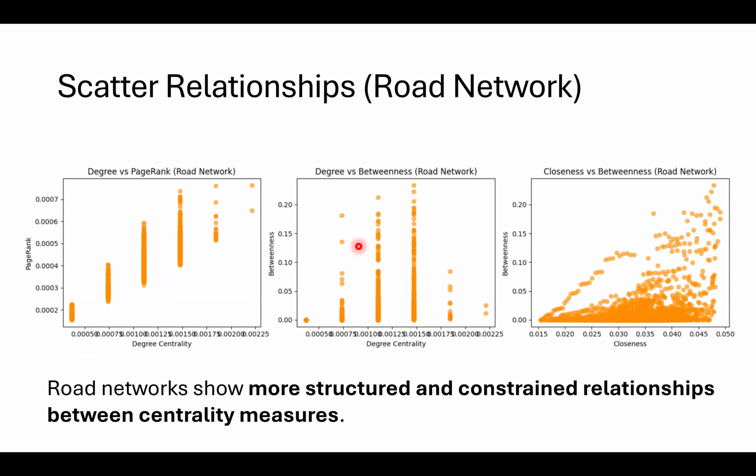And this slide shows the relationships between centrality measures in the road network. Compared to the email network, the patterns here are much more constrained and structured. So degree centrality shows only a few discrete values because intersections typically connect to a limited number of roads. As a result, relationships between measures such as degree, page rank, and betweenness are less variable. And the scatter plots also show that while some intersections have higher betweenness, indicating key traffic routes, most nodes remain relatively similar in importance.